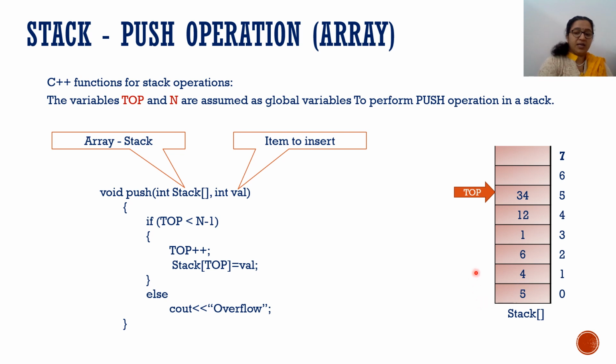Again the next element 4 came. So we are incrementing the value of top to 1. Then we are inserting. Then 6. Then 1, 12, 34. So again 2 more spaces there to insert. If top is reached on 7, there is no space. So that time we will get overflow message. Clear? This is push operation.